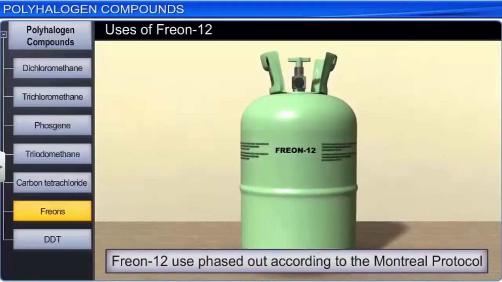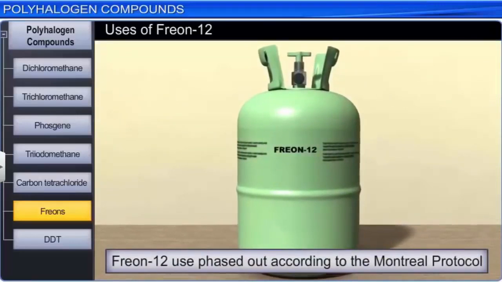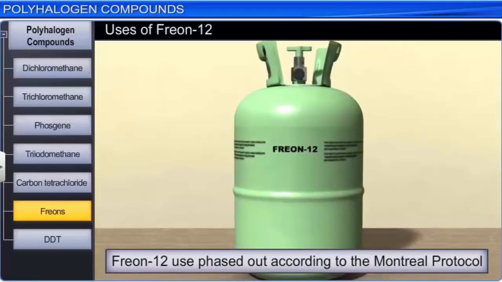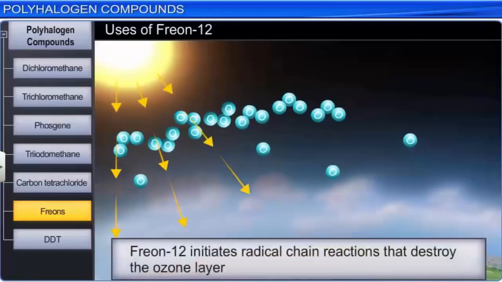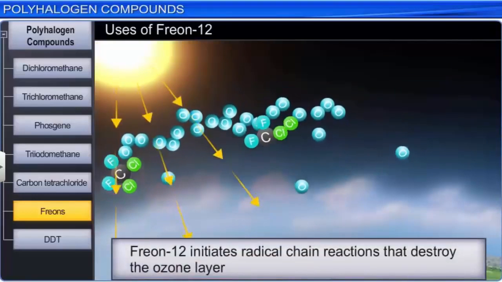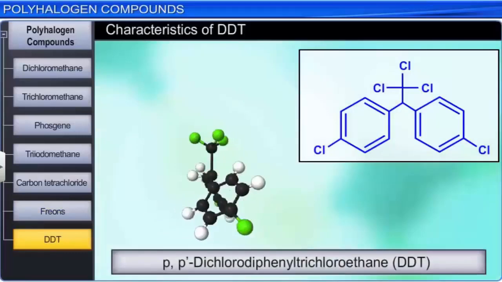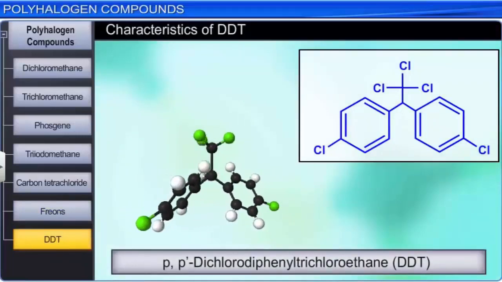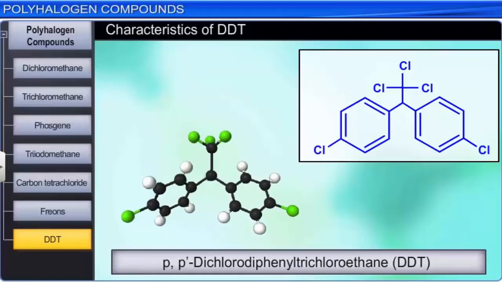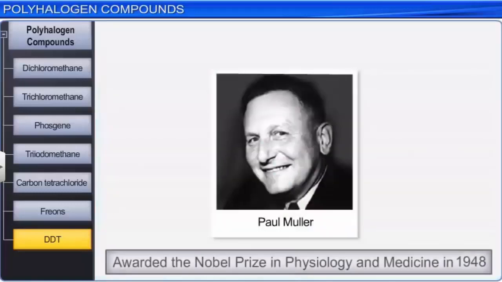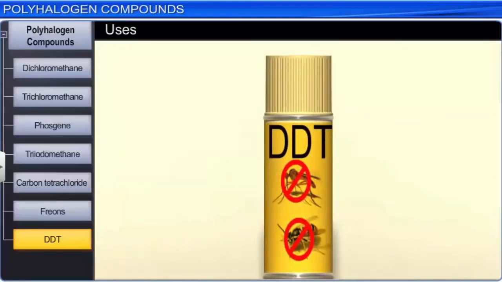Since 1994, the use of Freon 12 is being phased out according to the Montreal Protocol due to environmental concerns. Freon 12 and other chlorofluorocarbons are known to initiate radical chain reactions that lead to the destruction of the ozone layer. The final compound that we'll discuss is known as DDT. Paul Mueller was awarded the Nobel Prize in Physiology and Medicine in 1948 for his discovery that DDT could be used as an insecticide.